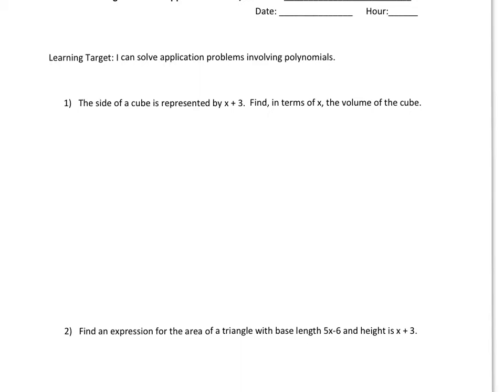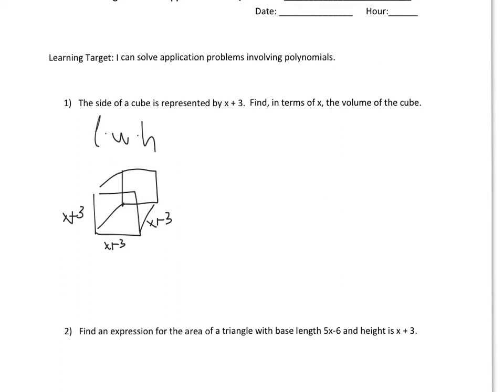So to find the volume of a cube, I know that the formula is length times width times height. So if I have a cube here, and I'll draw a picture because pictures always typically help. This side would be x plus 3, and so would this side and this side. So again, I want to find length times width times height. I'm going to first start out by multiplying two of the binomials together. So I'm going to multiply x plus 3 by x plus 3.